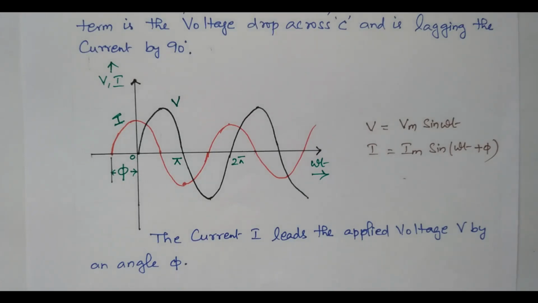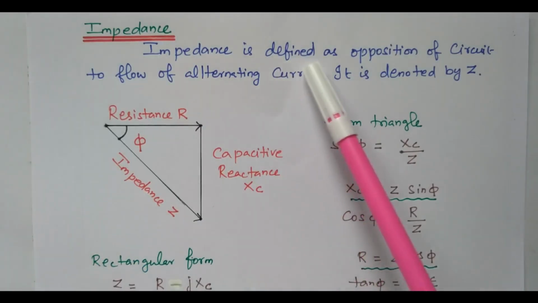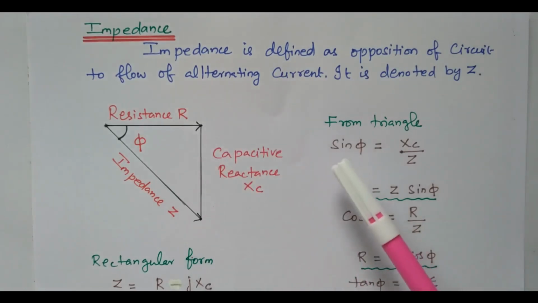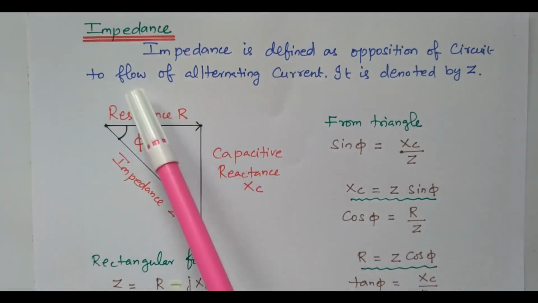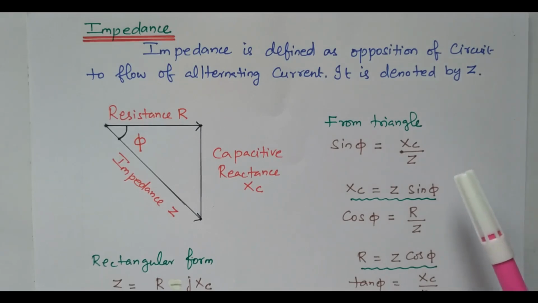Now we'll go to the impedance. The impedance is nothing but the opposition of the circuit to the flow of alternating current. It's like a resistance; impedance is very similar to resistance. Here we have resistance as well as capacitive reactance, combinedly known as impedance. That is nothing but opposing the flow of alternating current. It is denoted by Z.